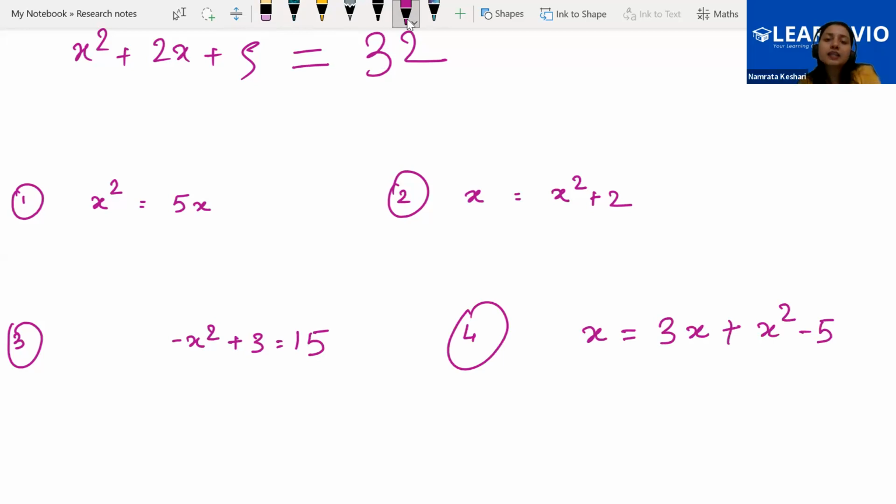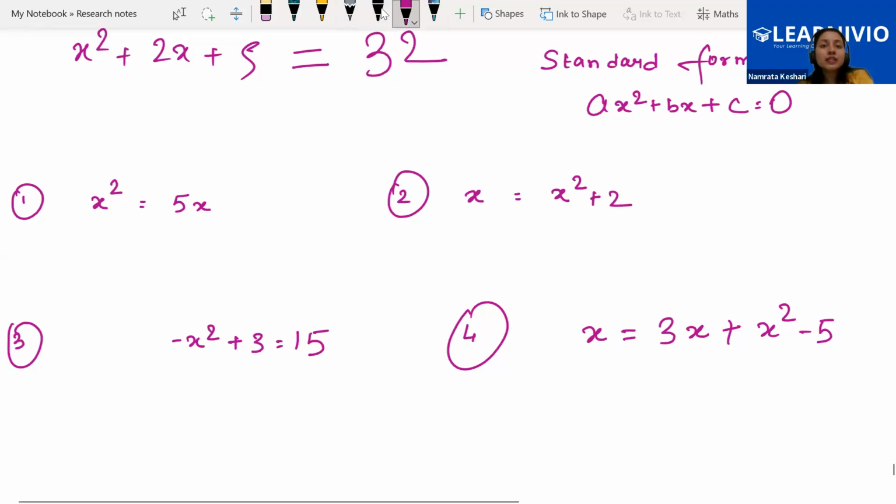Now each and every equation we have to write in the standard form of a quadratic equation. What is the standard form of a quadratic equation? The standard form of a quadratic equation is ax square plus bx plus c is equals to 0. Now, can you tell me, if we have to represent our equations number 1, 2, 3 and 4 in the standard form of a quadratic equation, what can be written for that?